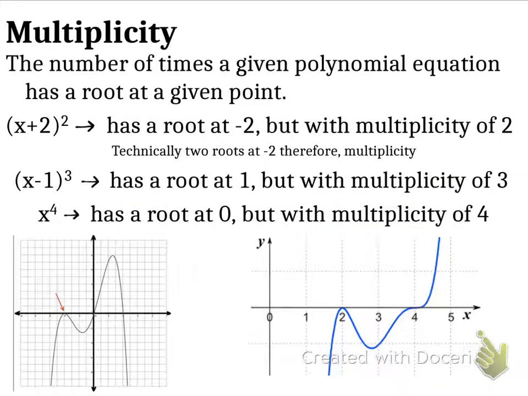All right, so we've kind of seen multiplicity before, and I told you we were going to talk about it, so here it is. Multiplicity is the number of times a given polynomial equation has a root at a given point. So if we were given this binomial, (x + 2) squared, it has a root at -2, what we know, but now we can say it has a multiplicity of 2, meaning there are 2 roots at -2. Then, for the next one, it has a root at 1, but it has a multiplicity of 3. x to the 4th has a root at 0, but it has a multiplicity of 4. So what am I talking about?